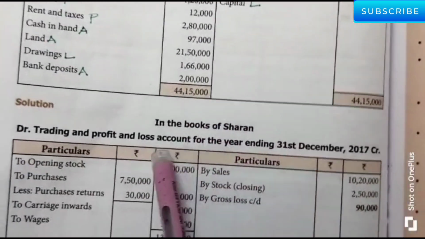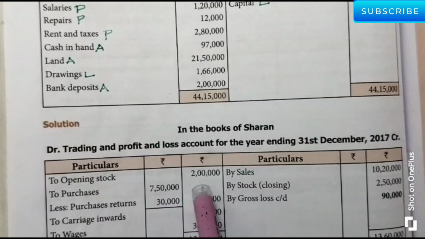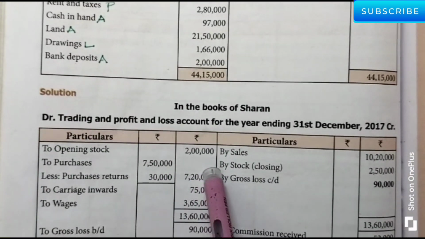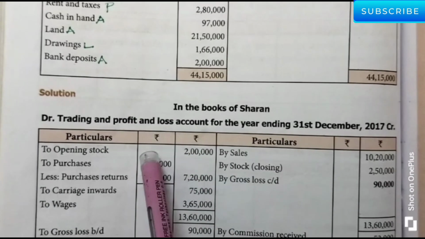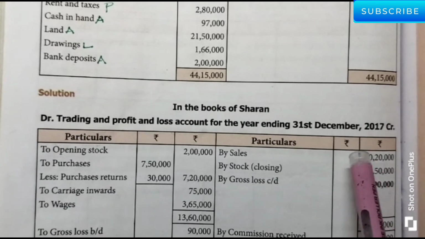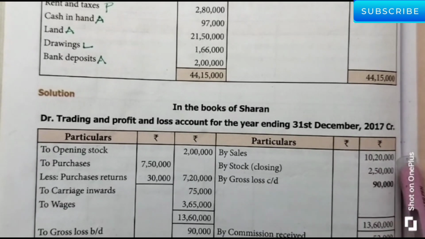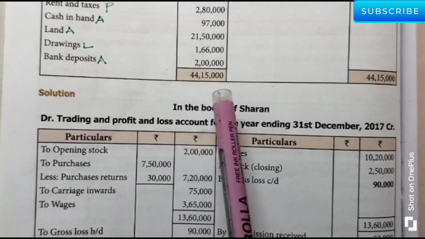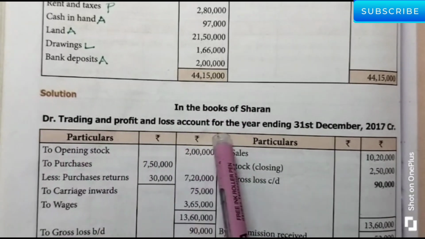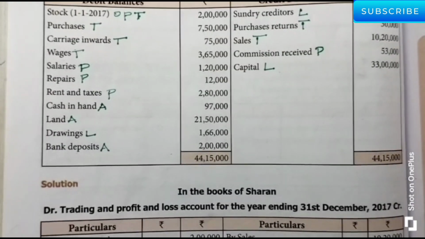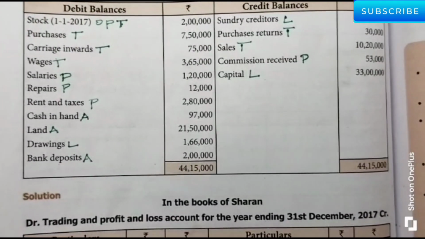So you have to create two amount columns on the debit side of the trading account, okay? If you create two columns on the debit side, you also create two columns on the credit side. Even if you don't use them, you have to create the two columns on the credit side, okay? So we prepared the heading and the format of the trading and profit and loss account. Now we are going to enter the given information into the trading and profit and loss account.